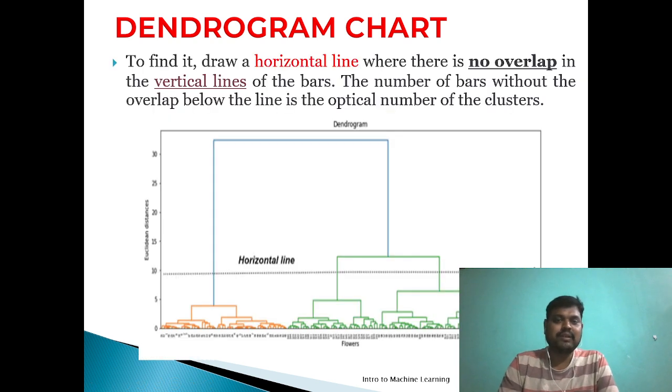From the dendrogram chart, how do you find the optimal number of clusters? To find the optimal number of clusters, you have to draw a horizontal line where there is no overlap in the vertical lines. Here I am drawing the horizontal line where there is no overlapping. If you draw a line here, there will be overlap, right? There will be overlap here and also here. So the optimal number of clusters is the number of vertical lines below the horizontal line. That is 3, right?